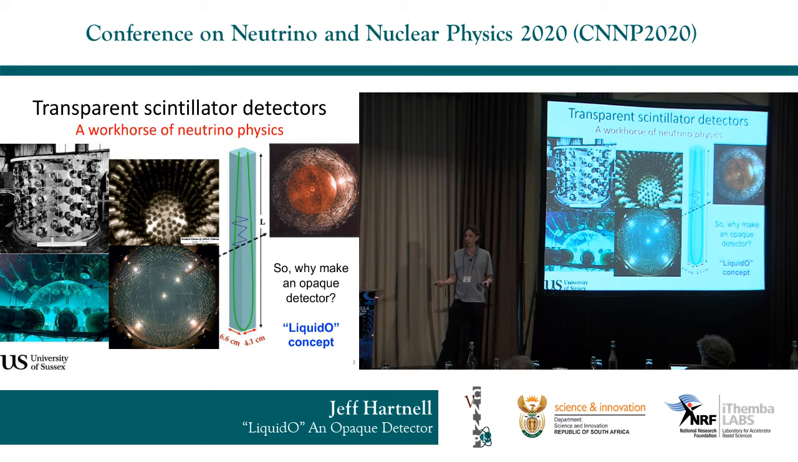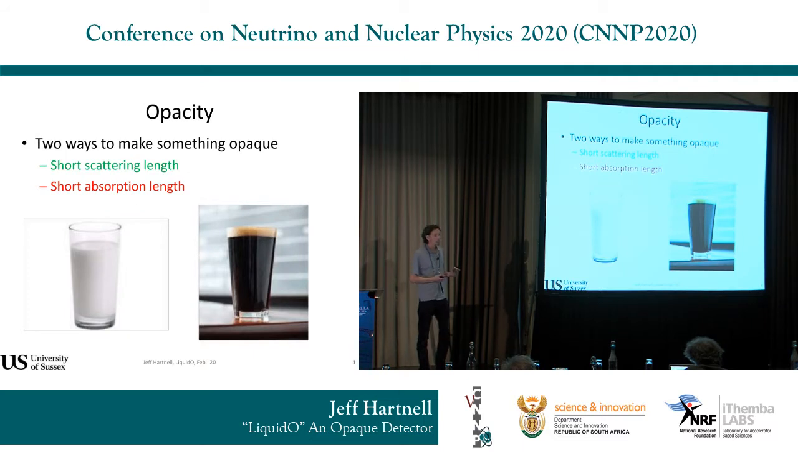And this is the LiquidO concept. There's two ways you can make something opaque. You can have a short scattering length, or you can have a short absorption length. And so what we want in LiquidO is something sort of a milky type material, something with a short scattering length. What we don't want, or we can tolerate a sort of moderate absorption length, is a dark material. So what we want is a short scattering length.